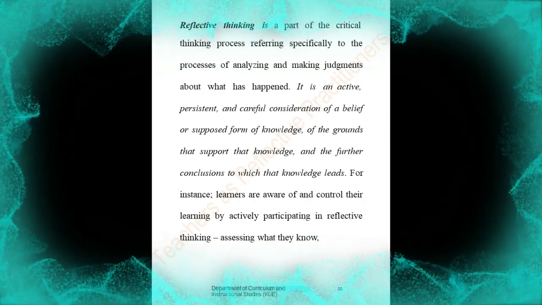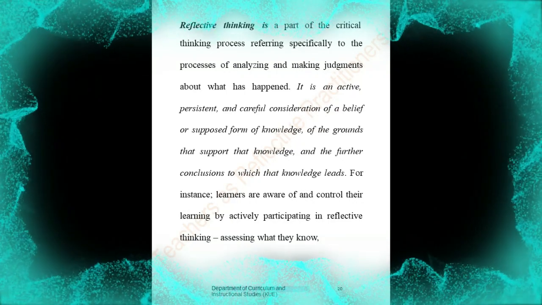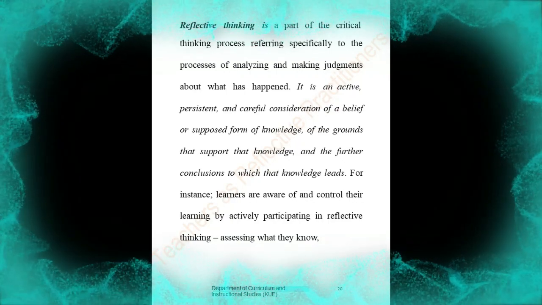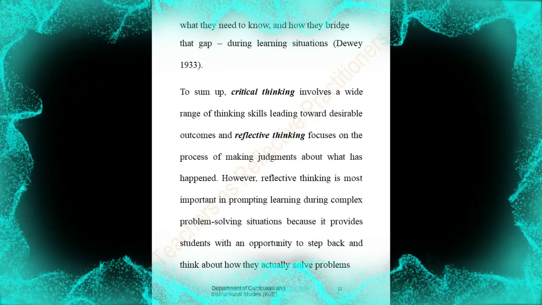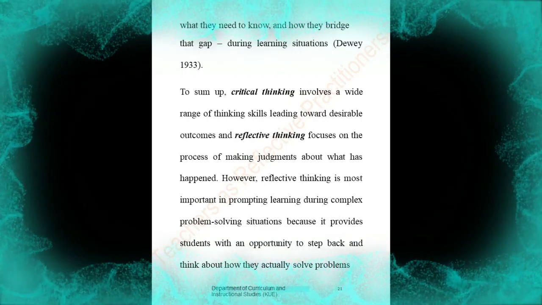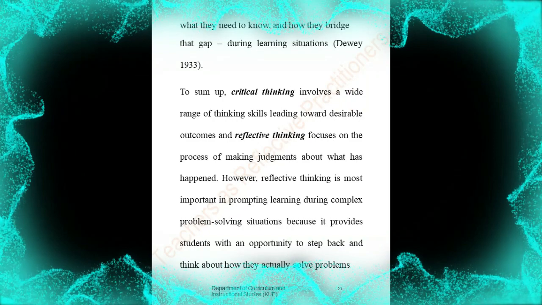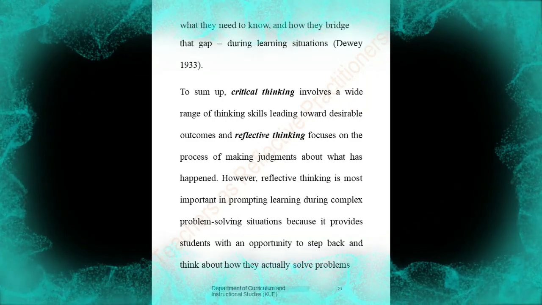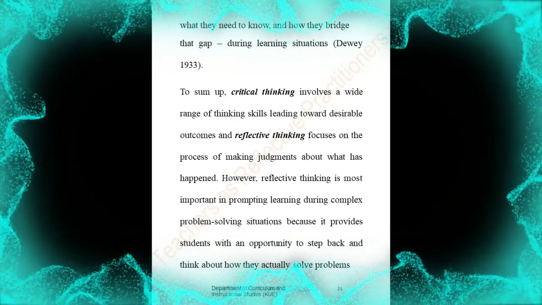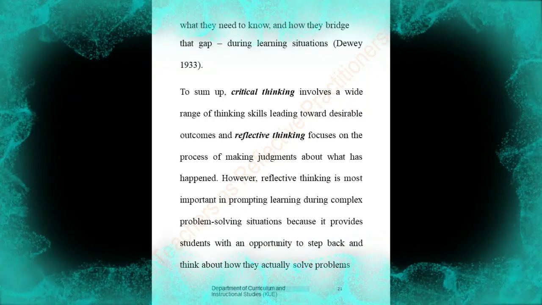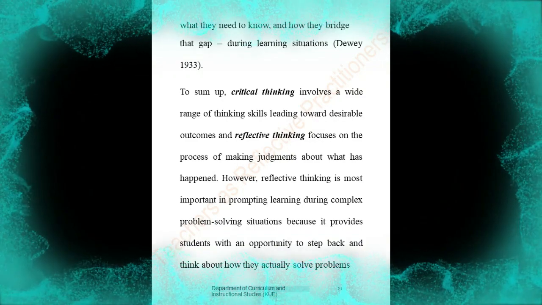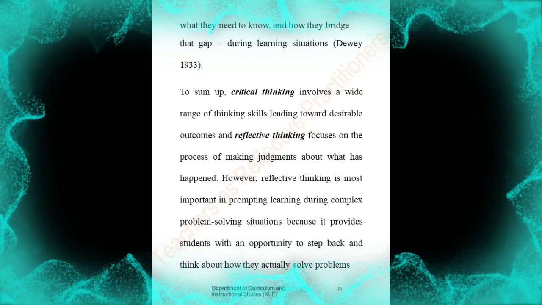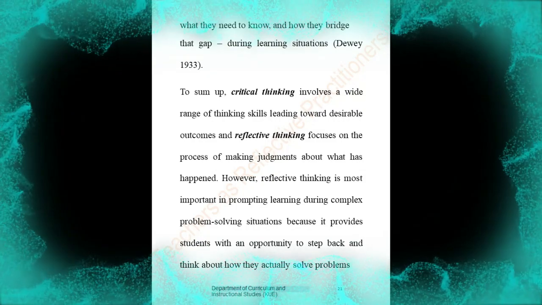For instance, learners are aware of and control their learning by actively participating in reflective thinking, assessing what they know, what they need to know, and how they bridge that gap, during learning situations. Dewey, 1933. To sum up, critical thinking involves a wide range of thinking skills leading toward desirable outcomes, and reflective thinking focuses on the process of making judgments about what has happened.